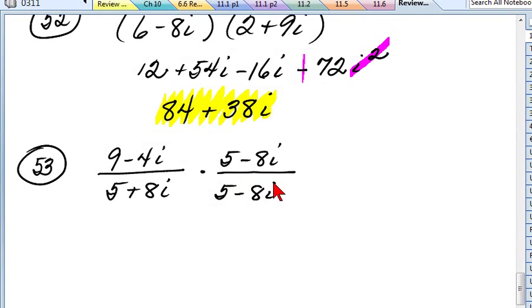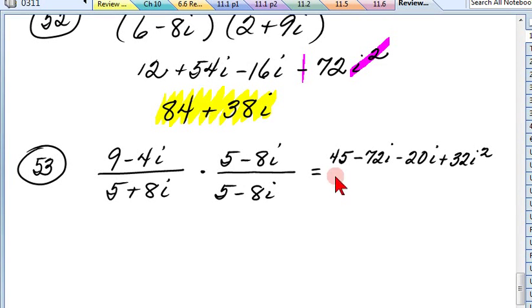All right. I'm going to use FOIL on top. The product of the first, 9 times 5 is 45. Outer product is -72i. Inner product, -20i. Product of the last, plus 32i squared. And I will come back and simplify and clean that up in just a minute.